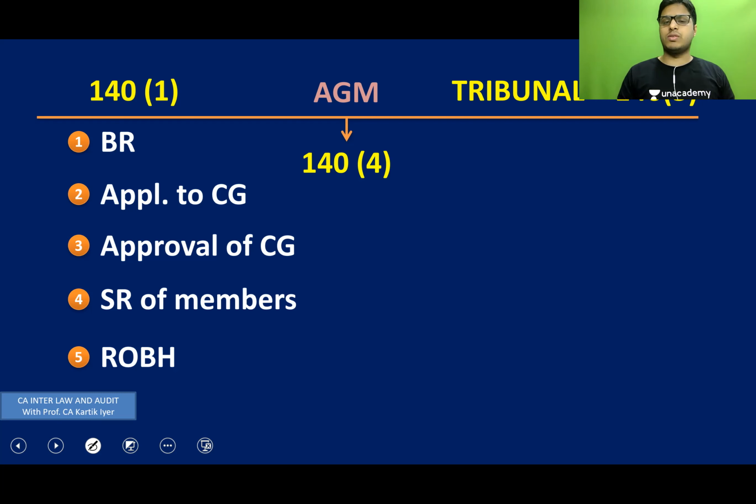So you have 140 subsection number 1, 140 subsection number 4, and 140 subsection number 5. Again, pause the video and go through this entire area, go through the diagram that we did in the class. Okay, and after that we'll continue to the next area. Okay, please do it. Okay, now let's continue. Let's go to the next area.